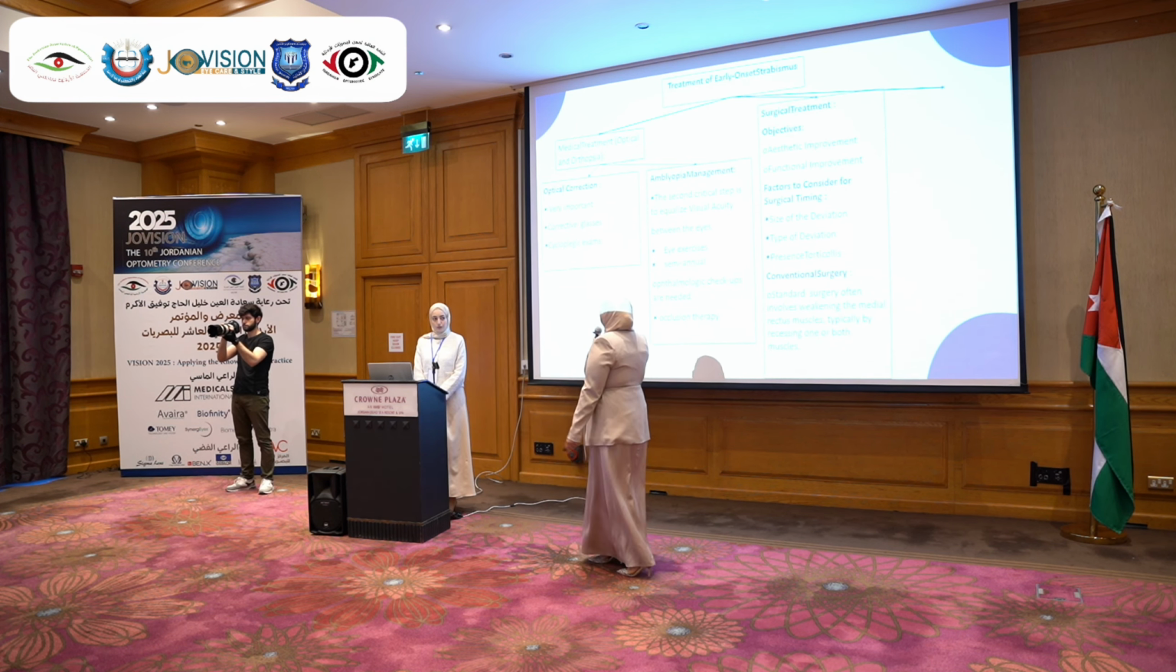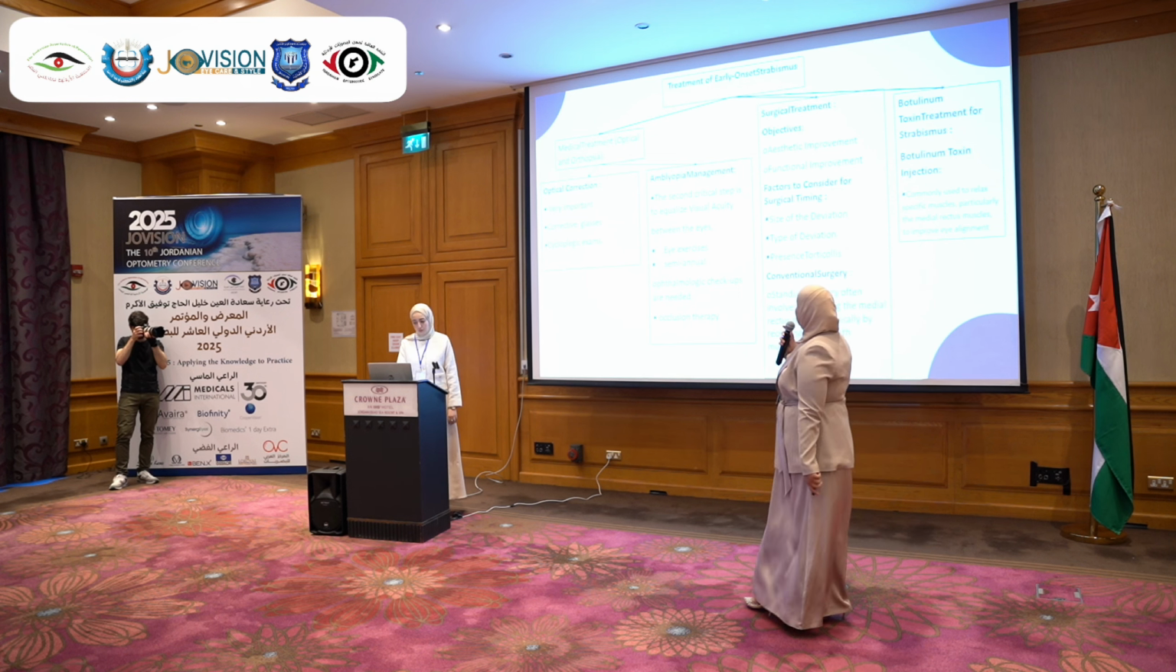We need to work with ophthalmological and neurological teams in this type of strabismus, and we need a checkup every month. For surgical treatment, for this type, we start with botulinum toxin injection to relax specific muscles such as the medial rectus. We start with it to have a good result. In either case, we go to surgical treatment, whose objectives are aesthetic and functional improvement, with the purpose of achieving a microtropia.